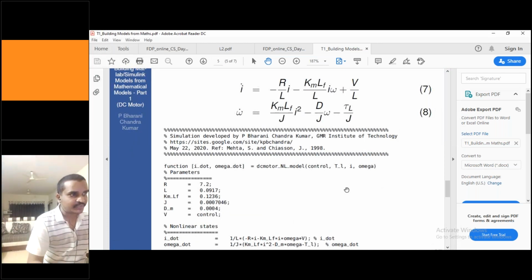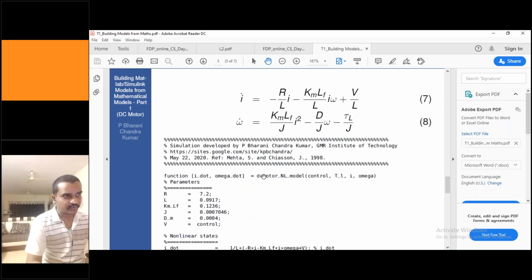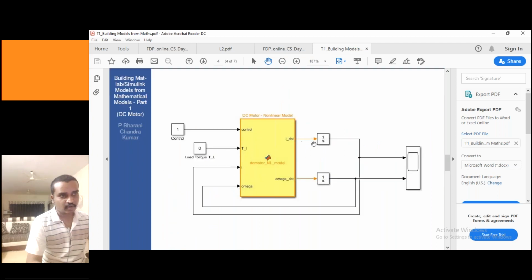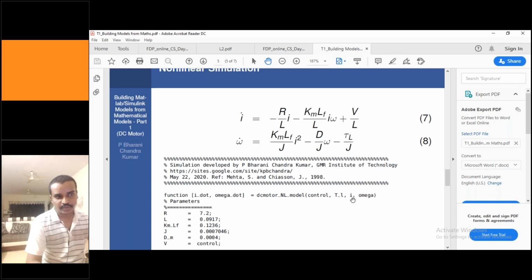What is this code doing? The code requires the control input, which is nothing but voltage, the load torque as input, and again the two states. So the output will be I dot and omega dot. There are four inputs going in: control, TL, I and omega, and the outputs of this function will be I dot and omega dot. The same thing you can see here. I dot and omega dot, I'm writing from here.